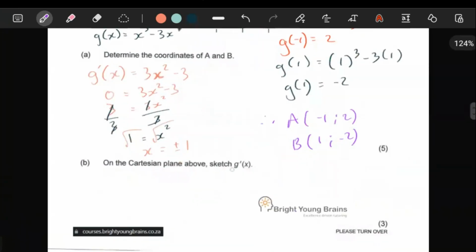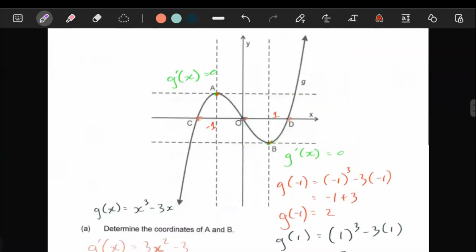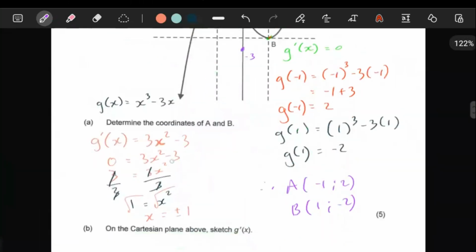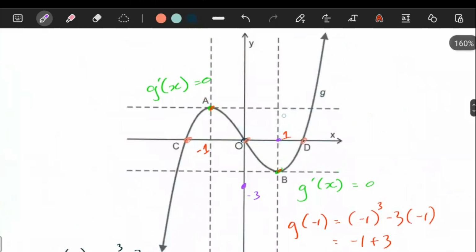On the Cartesian plane, sketch your first derivative. Our first derivative is just a parabola with a y-intercept of -3. I'll repeat, it's a standard parabola with a y-intercept of -3. So -3 is going to be down here. Remember, if you make this parabola equal to 0, these will be the x-intercepts of your parabola, 1 and -1. So your parabola passes through this x-intercept and through this x-intercept, and it looks like that.